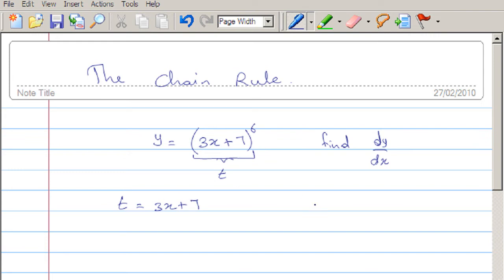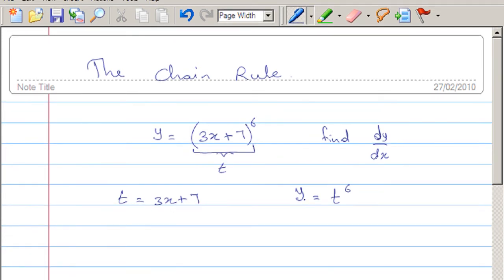And if t is equal to 3x + 7, I could rewrite y in this form. I could say y is equal to t to the power 6, because t is equal to whatever is in the bracket, 3x + 7. So instead of raising 3x + 7 to the power 6, I raise t to the power 6. Now let's try and differentiate these two functions.